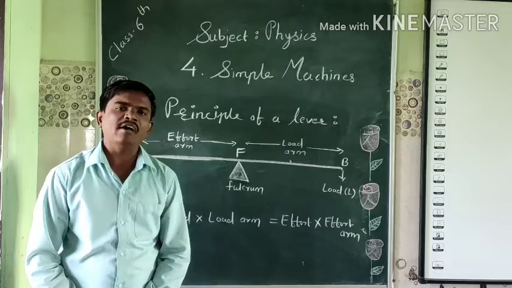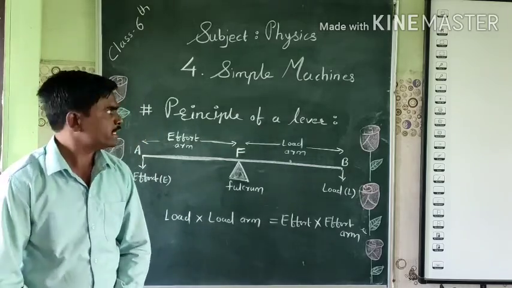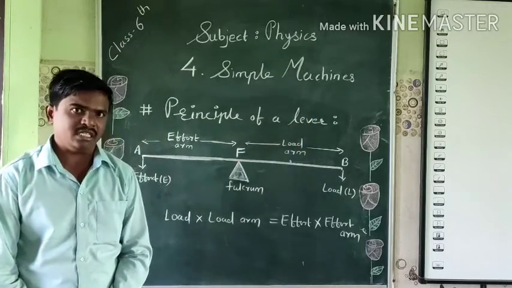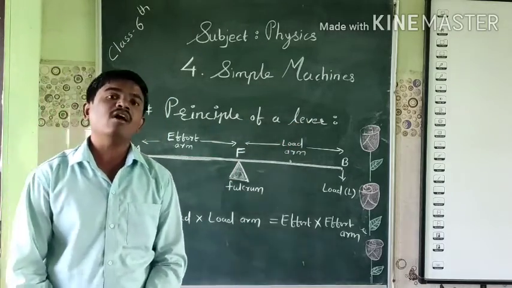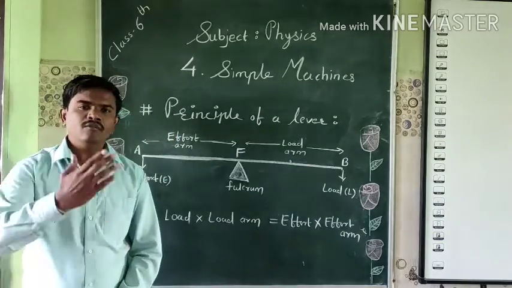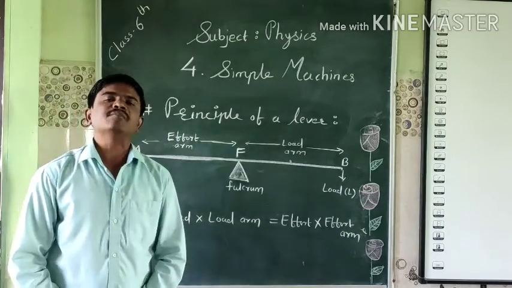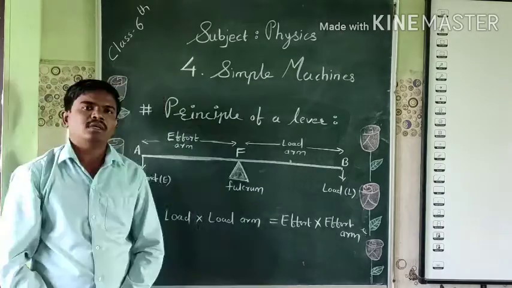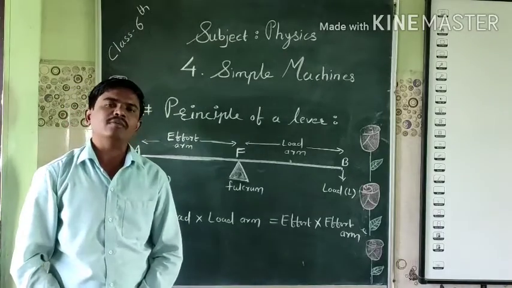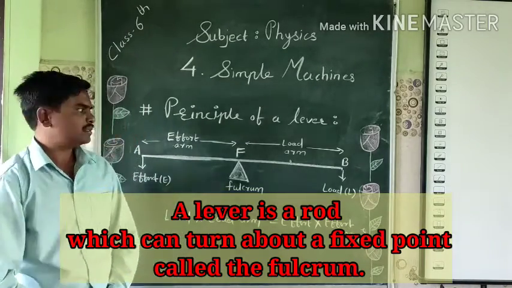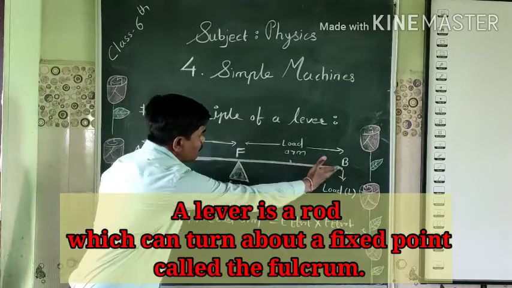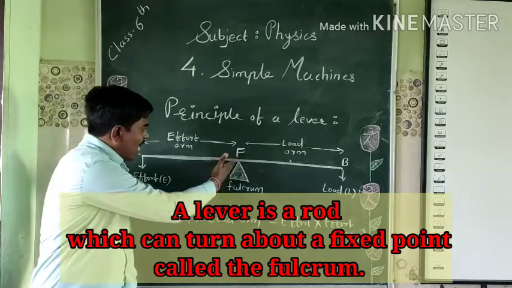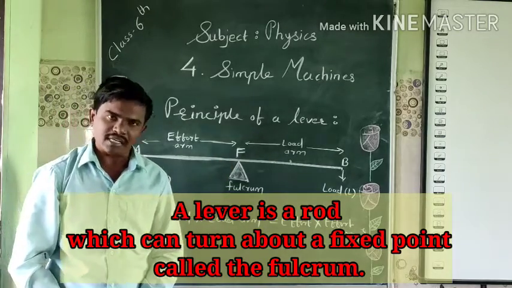Now students, I will teach you the topic principle of a lever. But firstly, we will see what is the meaning of lever. A lever is a simple machine which is commonly used in our daily life, and in its simplest form, a lever is a simple rod A to B which can turn about a fixed point F, which is called the fulcrum.